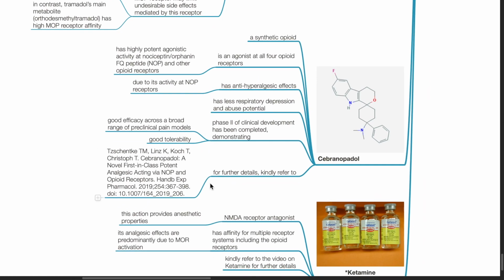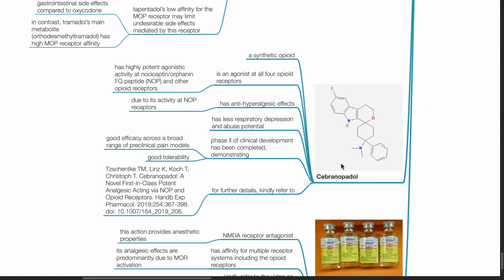Cebranopadol. This is a synthetic opioid. It is an agonist at all 4 opioid receptors. It has highly potent agonistic activity at nociceptin and other opioid receptors. It has anti-hyperalgesic effects due to its activity at NOP receptors. It has less respiratory depression and abuse potential. Phase 2 of clinical development has been completed, demonstrating good efficacy across a broad range of preclinical pain models and good tolerability.